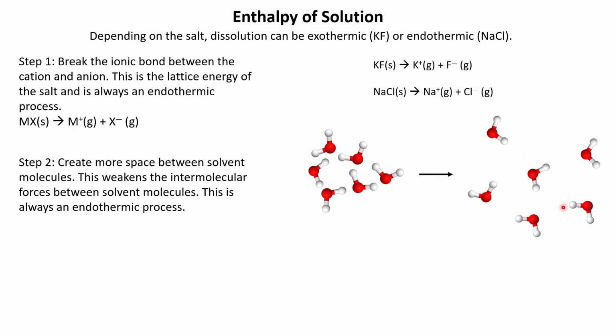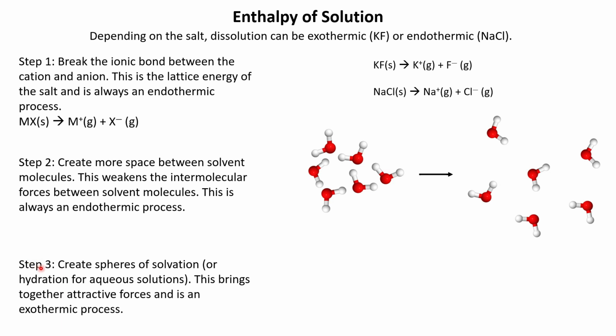We have one more step to form a solution. That is step 3 right here, and we are going to solvate or create spheres of solvation for these ions. Now, when we're talking about aqueous solutions or solutions in water, we call these spheres of hydration. Now, what this solvation or hydration is going to do is it's going to bring together the attractive forces. So it's going to bring positive and negative together. And this is going to be an exothermic process. So this is going to take energy from the system and release it into the surroundings.